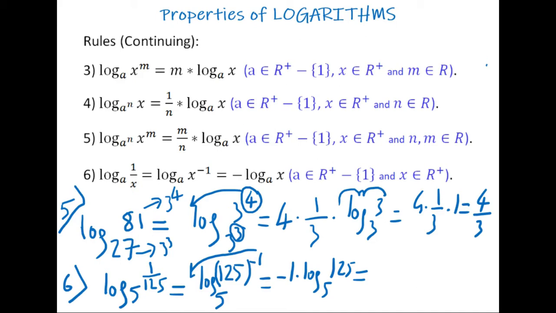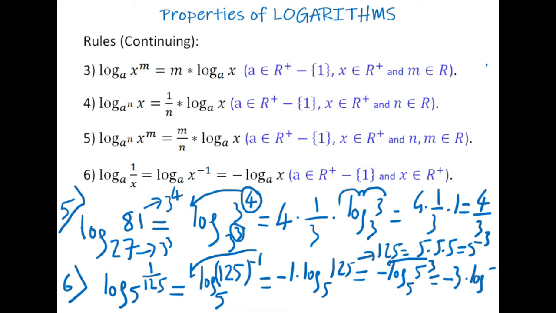This is equal to, 125 can be written as 5 to the power of 3. 125 is 5 times 5 times 5, which is 5 to the third power. So negative logarithm of 5 to the third power in base 5 is, again, that 3 comes up front. Because there is also a negative sign, it's going to be negative 3 times logarithm of 5 in base 5. Logarithm of 5 in base 5 is 1. So this is negative 3 times 1, which is negative 3. This is the final answer.